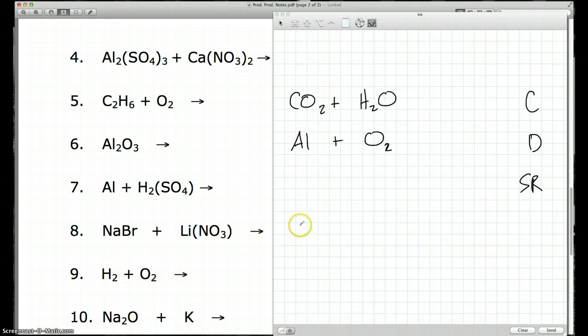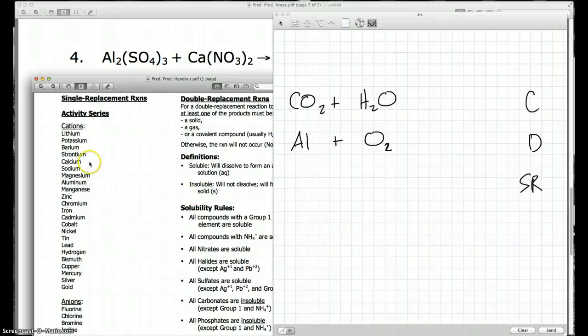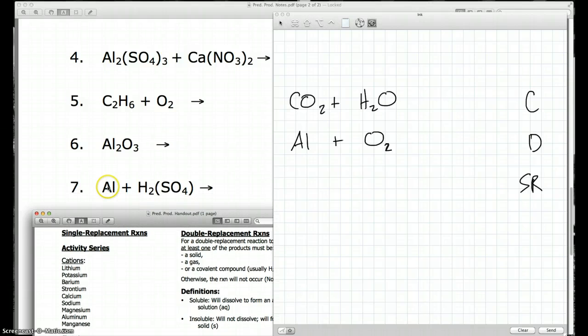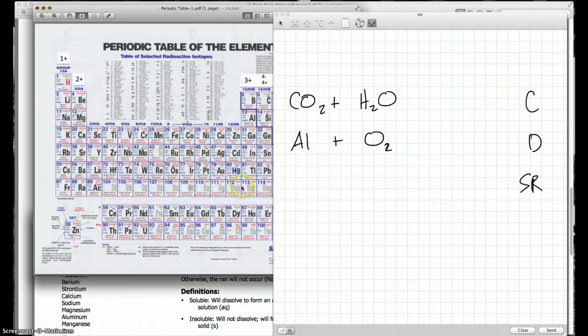And once I know it's single replacement, I know I have to look at my handout again. So this time we're going to use the left side, the single replacement side. I have aluminum, and aluminum is on the left side of the stairway on the periodic table.